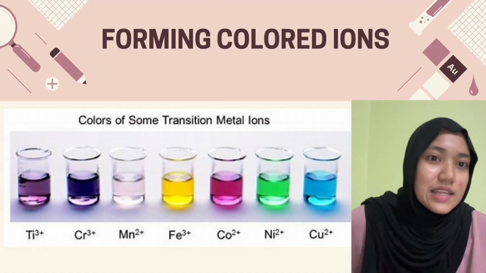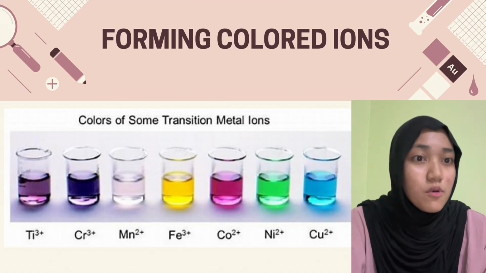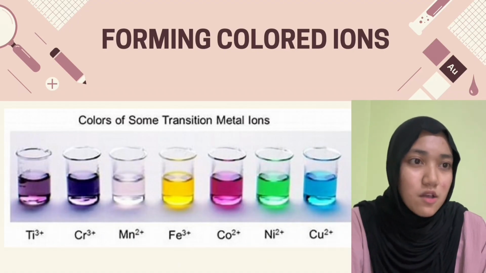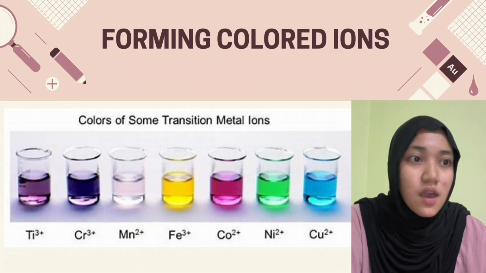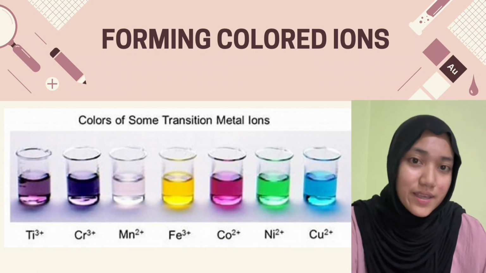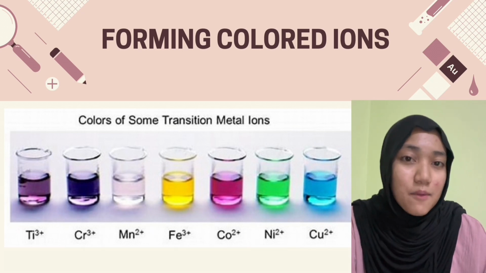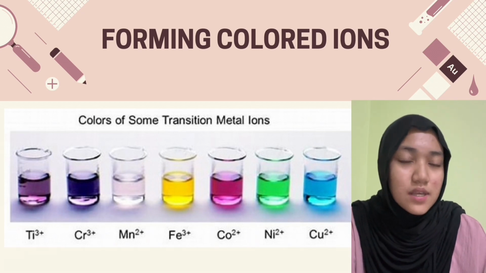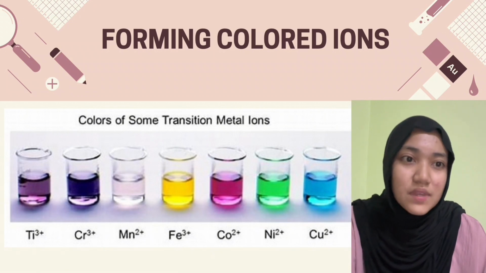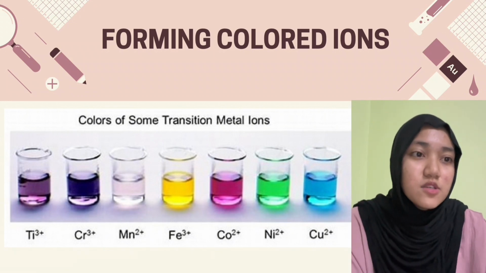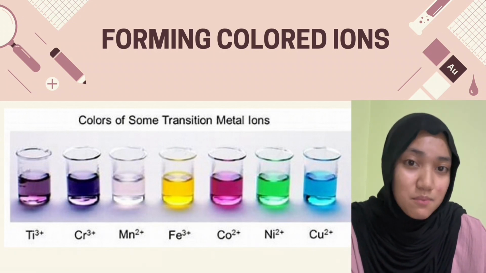Secondly, they can form colored ions. Most of the transition metal compounds show particular colors. For instance, copper ions can form a blue color, while nickel can be in green, and manganese can form a pink color. These colors were formed due to the presence of transition elements.